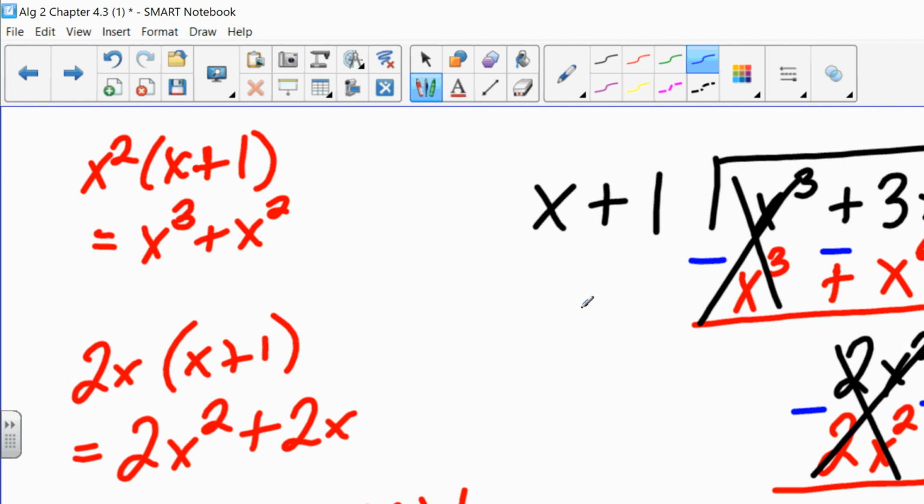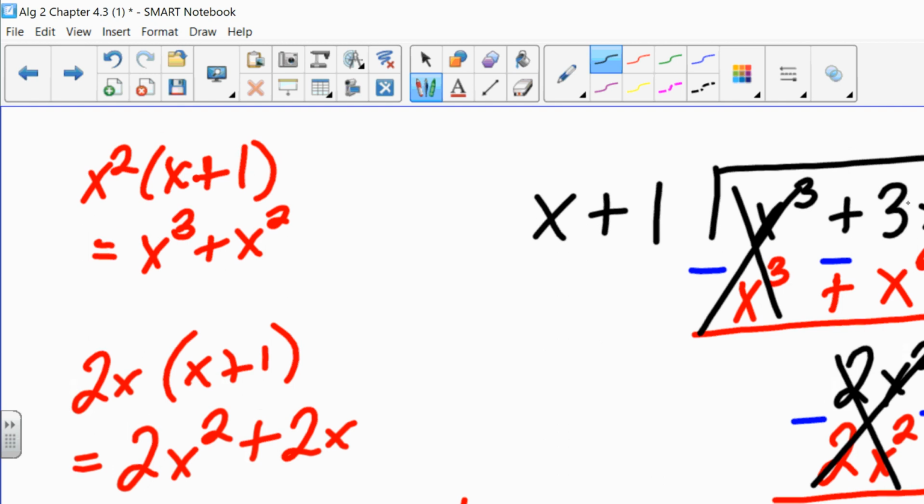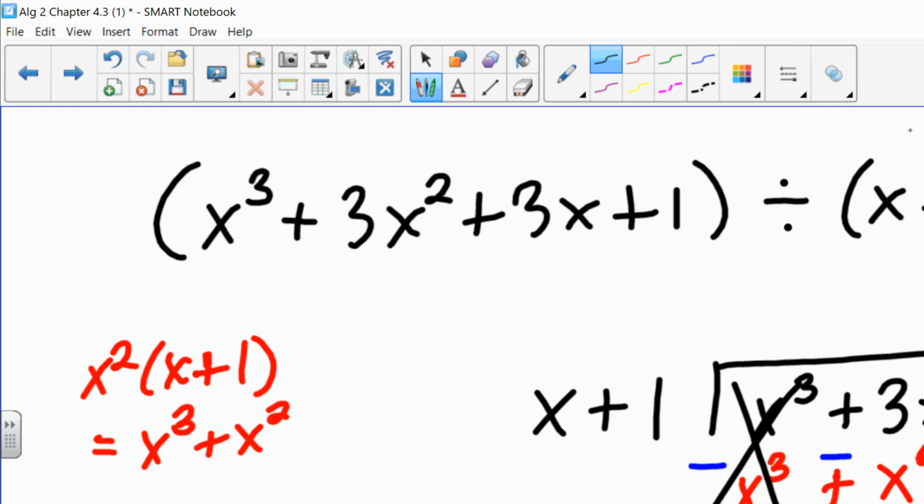And then we would subtract. x minus x is 0, like we wanted. 1 minus 1 is 0. And whenever we have a remainder of 0, it divides evenly. So the solution for this here is x squared plus 2x plus 1. Questions on this here?